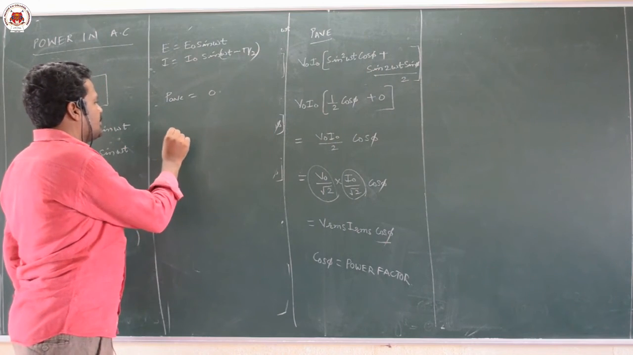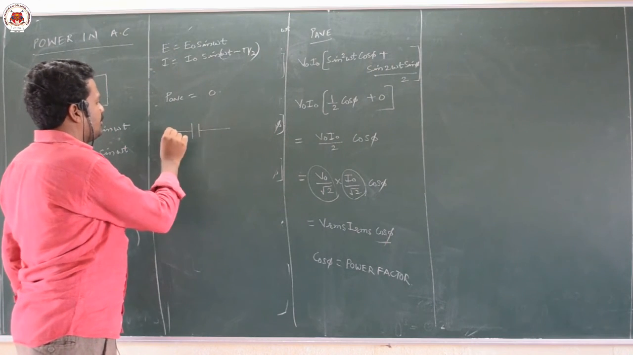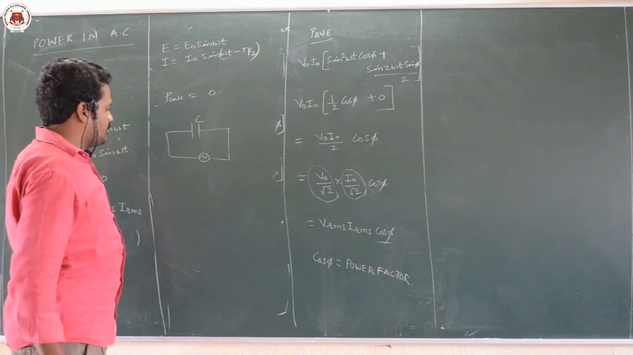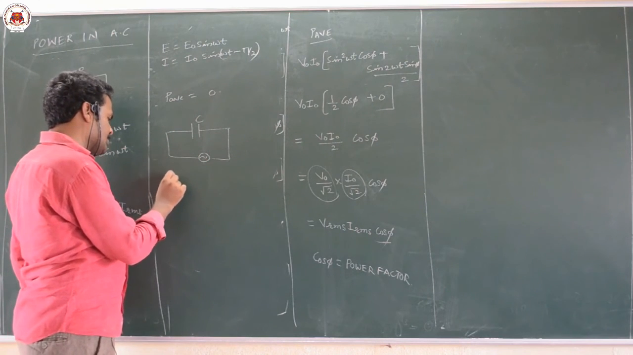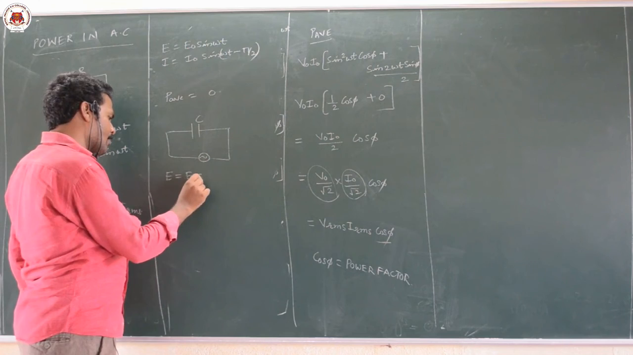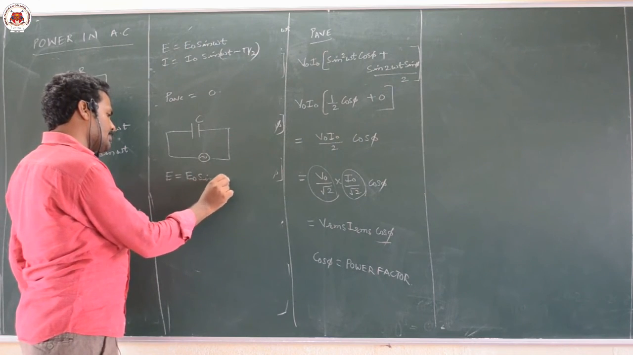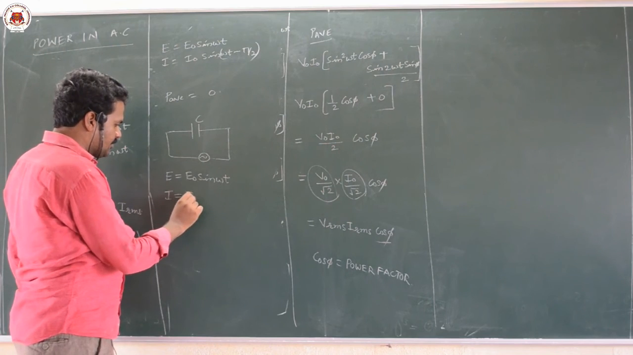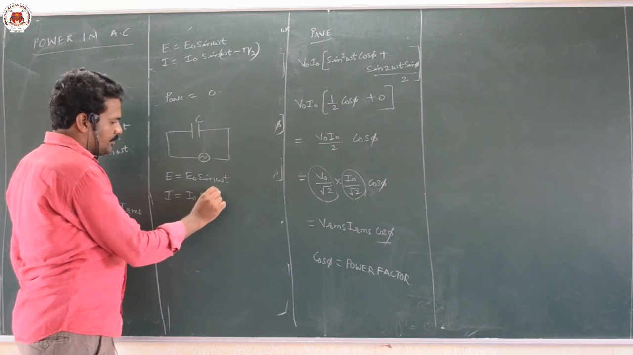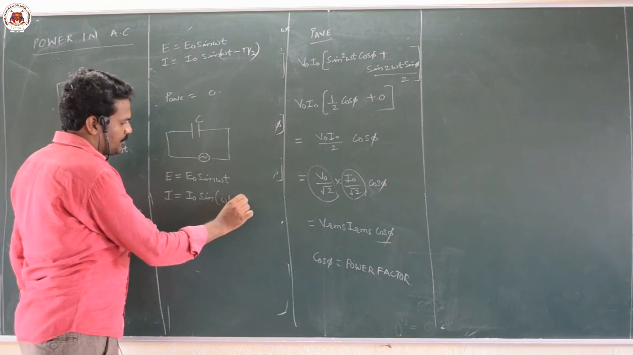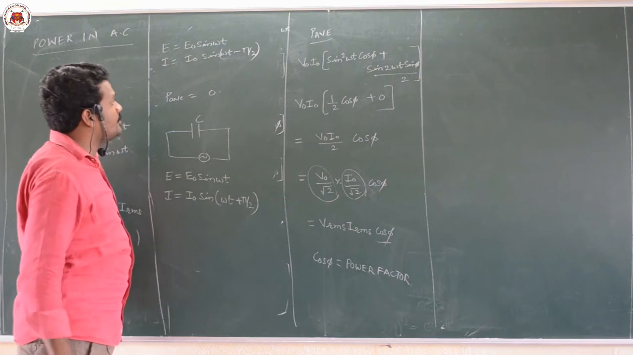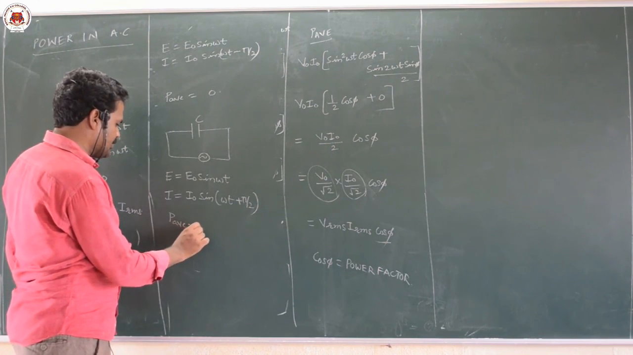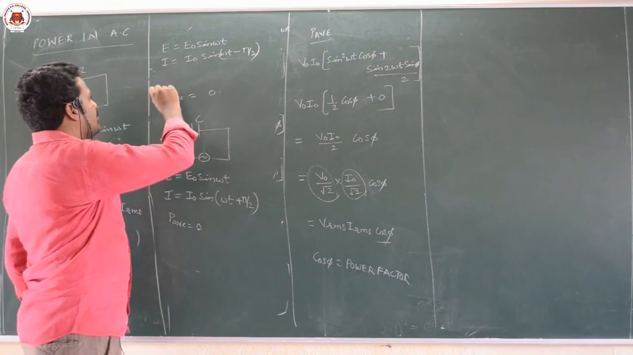Similarly, you can take a capacitor connected to an alternating source of current. The applied EMF is E is equal to E naught sin omega t. Current you will get is I is equal to I naught sin(omega t plus pi by 2). Here also you will get average power equal to 0, power loss is 0.